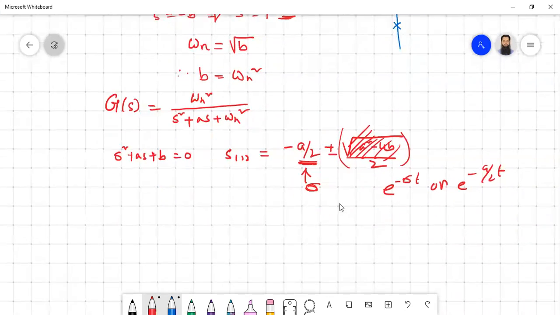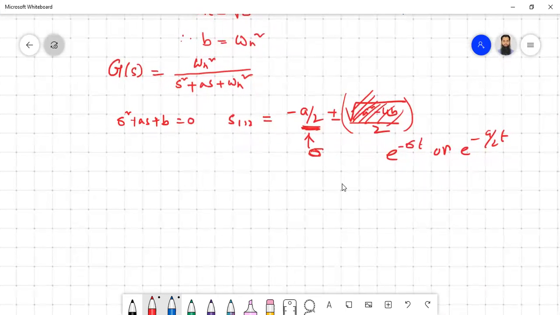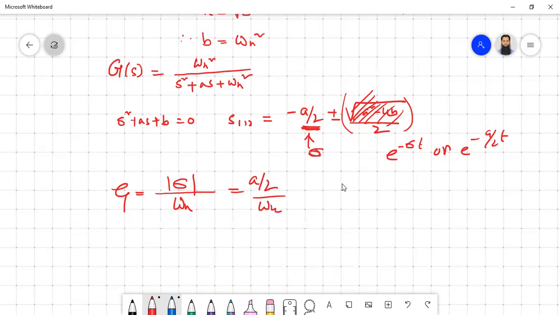So what is the definition of zeta? The definition of zeta is the exponential decaying frequency divided by the natural frequency. The exponential decaying frequency is sigma. We are taking the magnitude because it will be negative, so we are just getting the numerical value. And then you have the natural frequency omega n. We already have seen that sigma is nothing but a by 2 magnitude wise. So we can say that a can be represented by 2 sigma, that is, 2 zeta omega n.